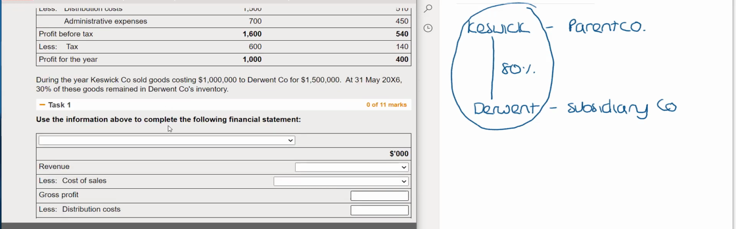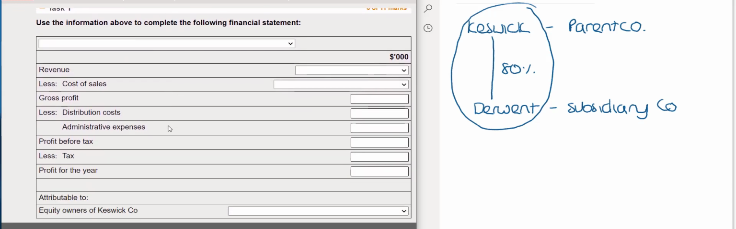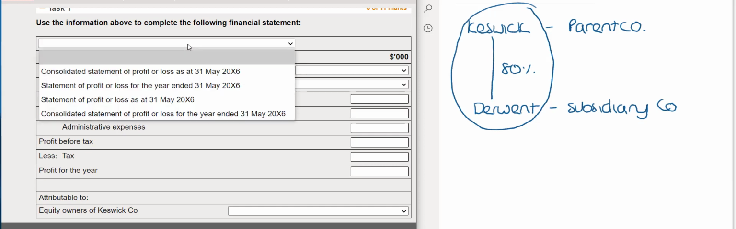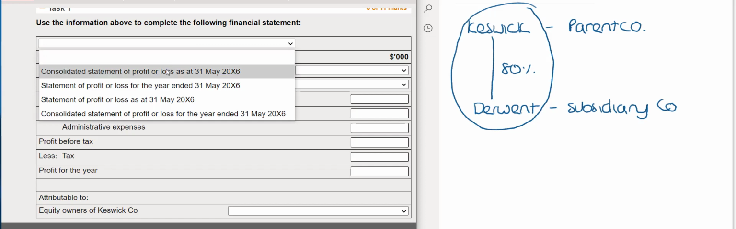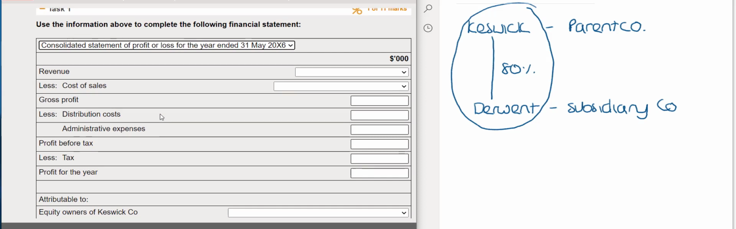Looking at task 1, we needed to use the information to complete the following financial statement. The first thing that we have to do is, looking at the drop-down menu, decide the title. We know we are looking at a consolidated statement of profit and loss, and for any profit and loss we're looking at the performance for the year, and so therefore it's consolidated statement of profit and loss for the year ended 31st of May 20x6.